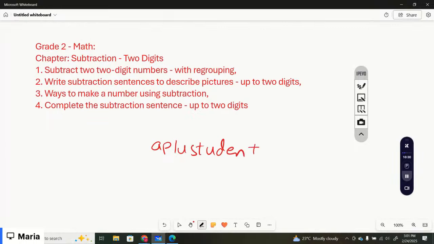You can find all the lessons on aplusstudents.com. You have to log in there using your email address and password as provided by the administrator. Then you have to select math from the subject tab, scroll down to grade 2 math, and then click on view all lessons. There you can find a list of the chapters. We're going to start with the chapter Subtraction 2 digits.